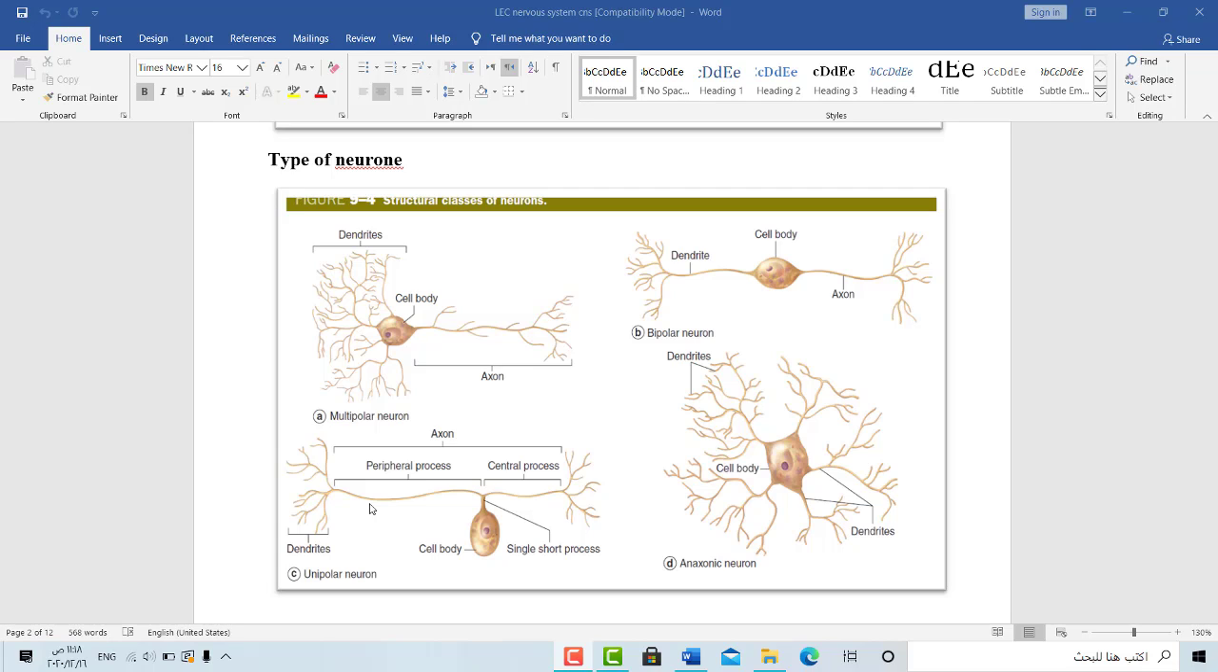Also, the unipolar neuron. The unipolar neuron has one short process that becomes divided into two. This axon divides into a peripheral process and a central process. Most of the sensory neurons are of this type. Also the axon, and the dendrites.